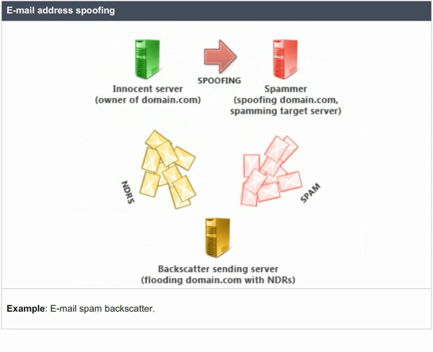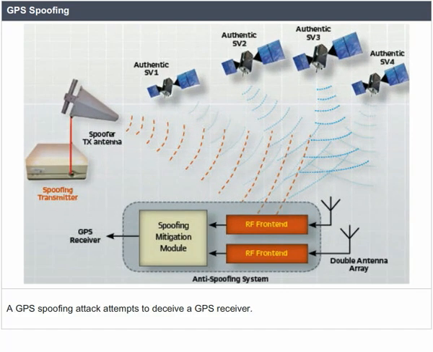GPS spoofing. A GPS spoofing attack attempts to deceive a GPS receiver by broadcasting counterfeit GPS signals. They are structured to resemble a set of normal GPS signals, or it occurs by rebroadcasting genuine signals captured elsewhere or at a different time.